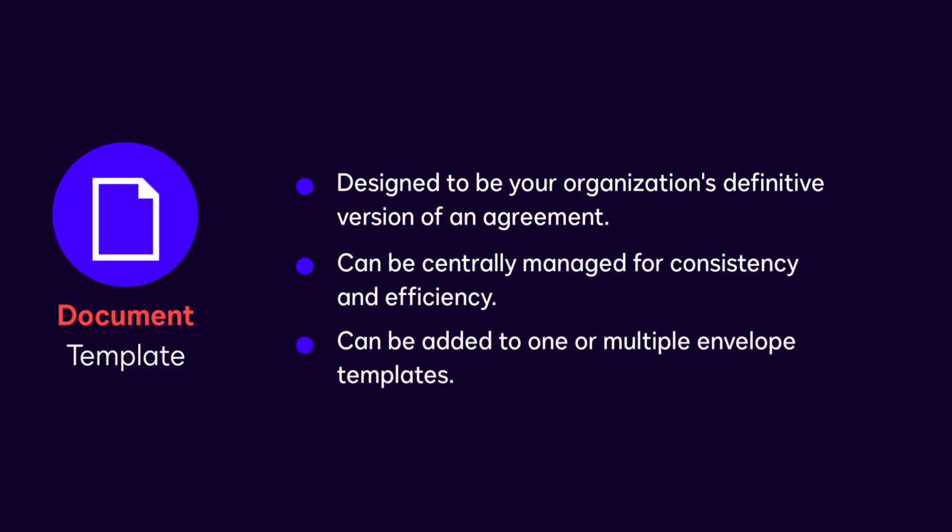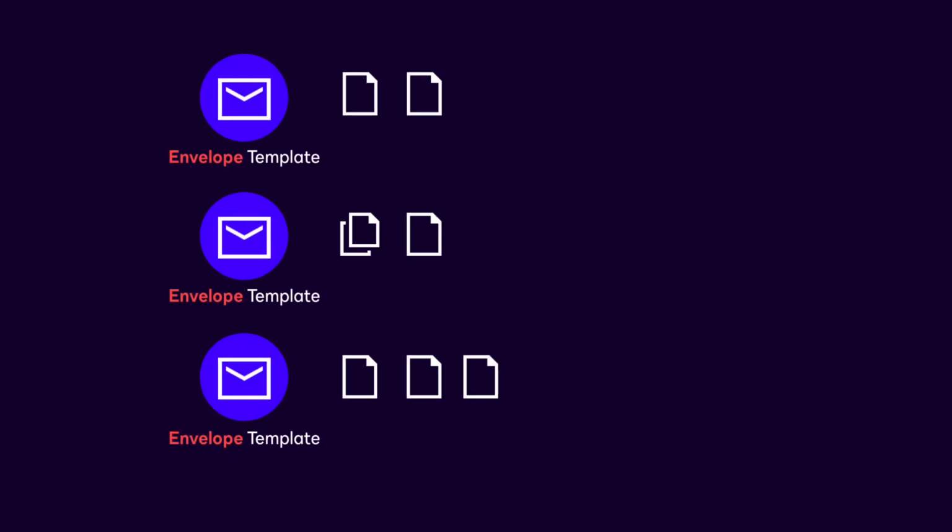Finally, a document template can be added to one or multiple envelope templates. Here's why that's so powerful. Imagine you need to update a clause in the consent form, and you've used the same consent form in multiple envelope templates. Manually replacing the document in each envelope template could be time-consuming and prone to errors.